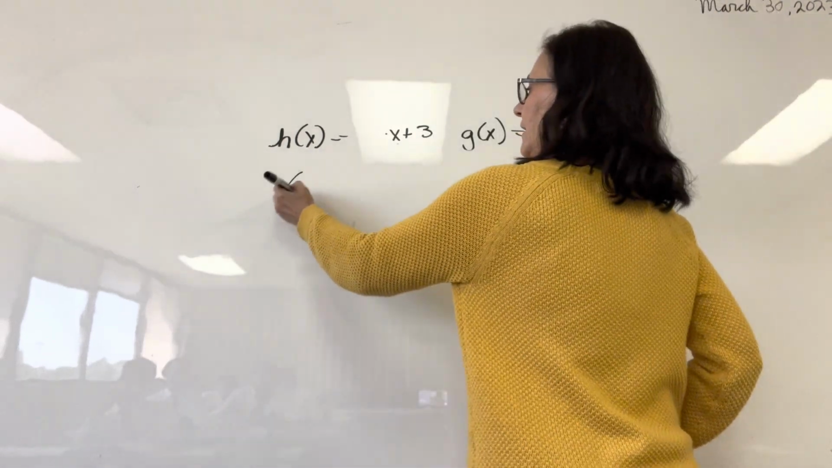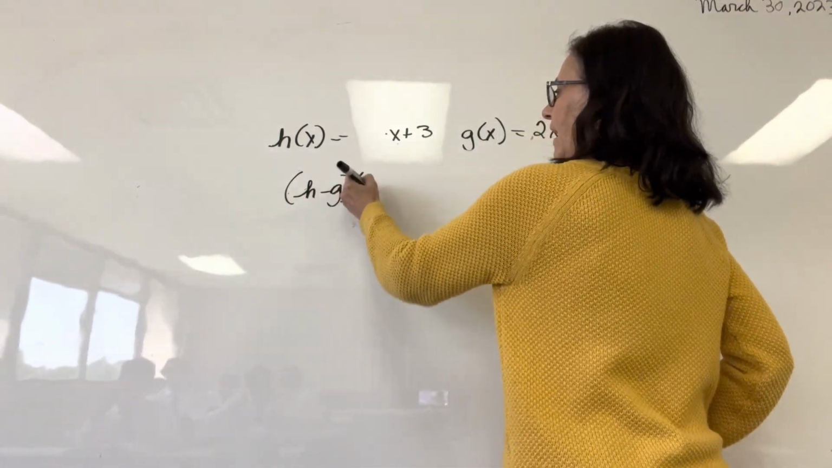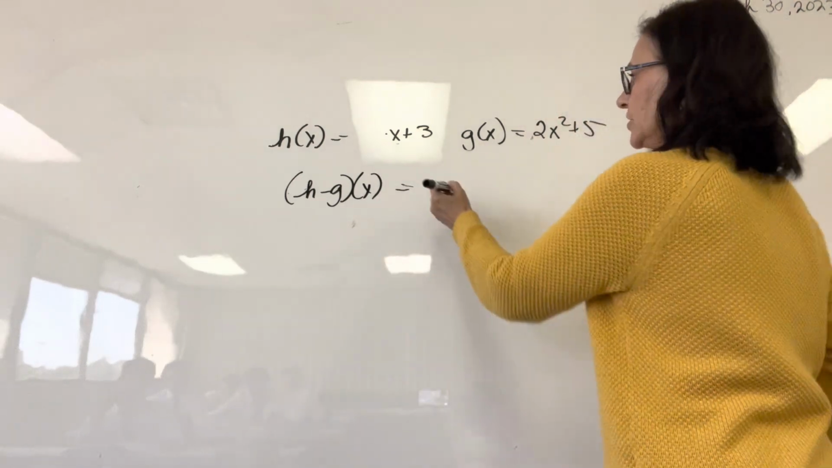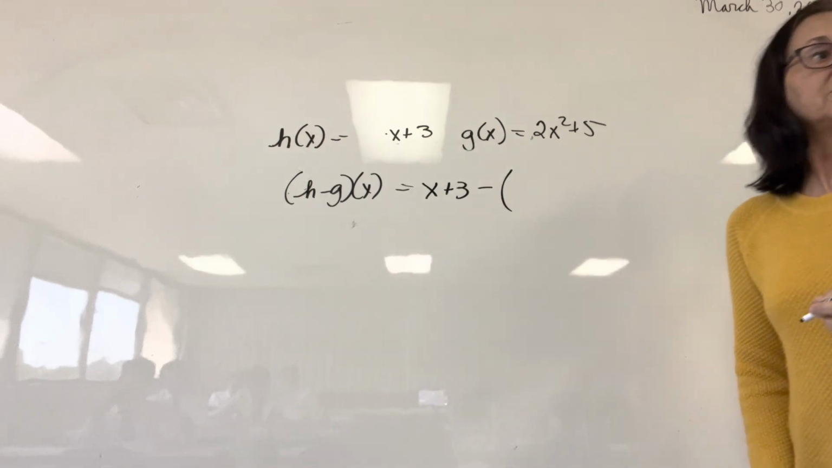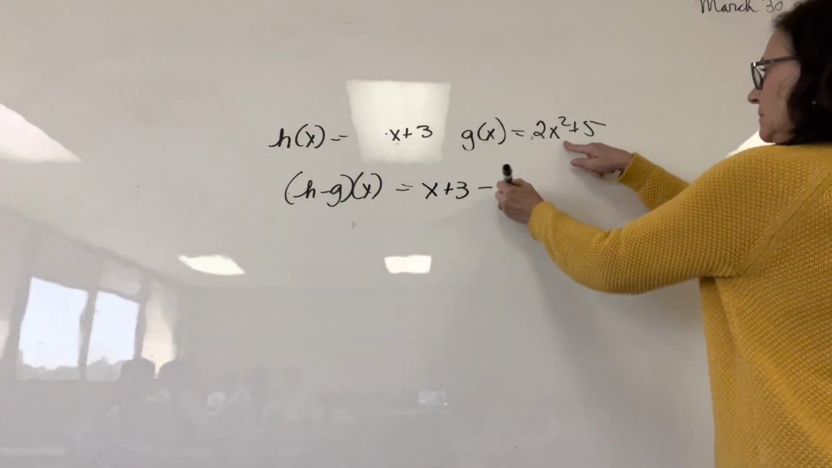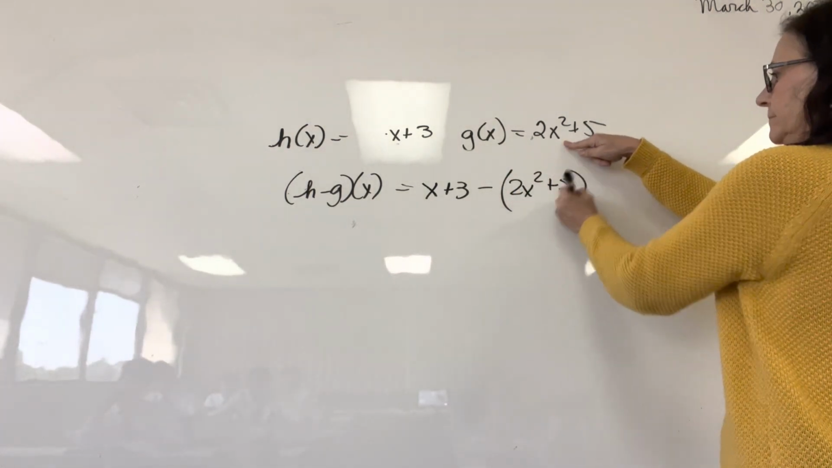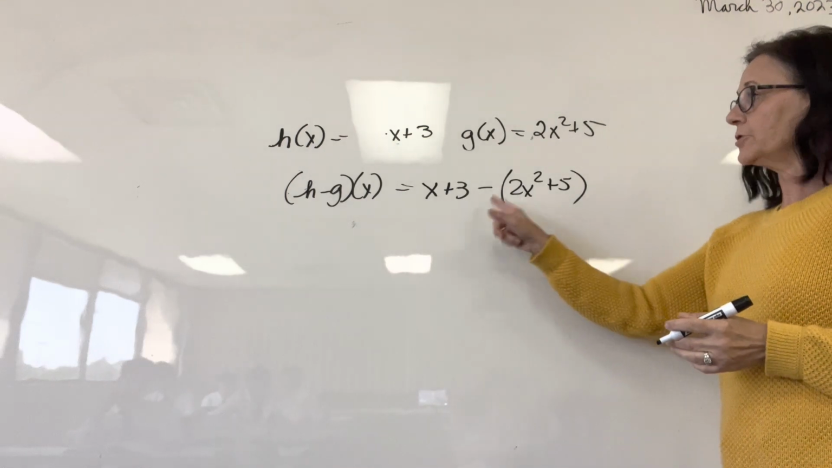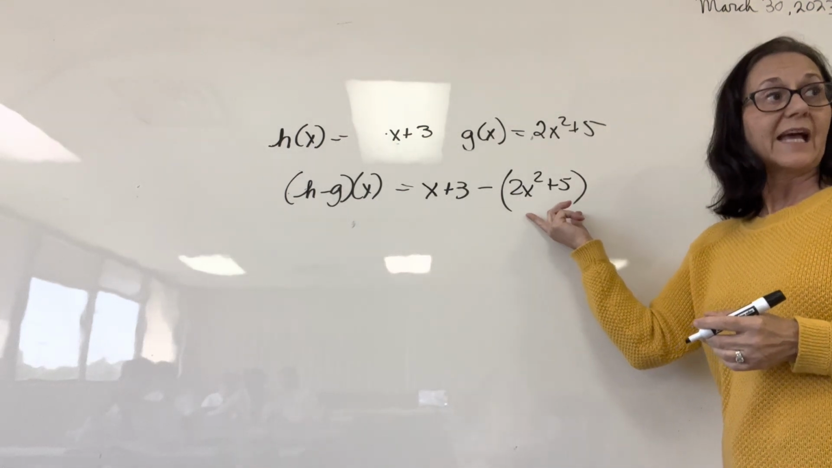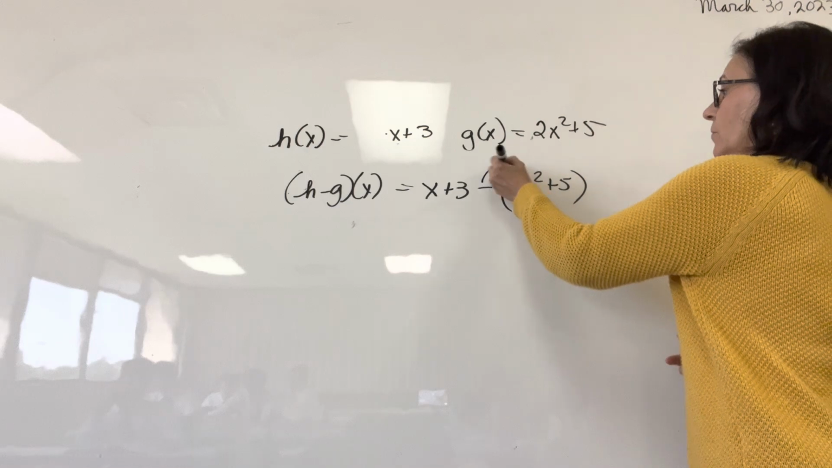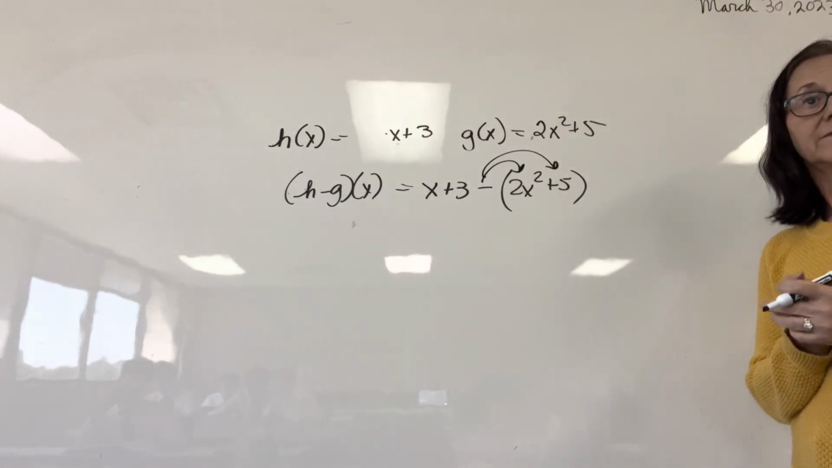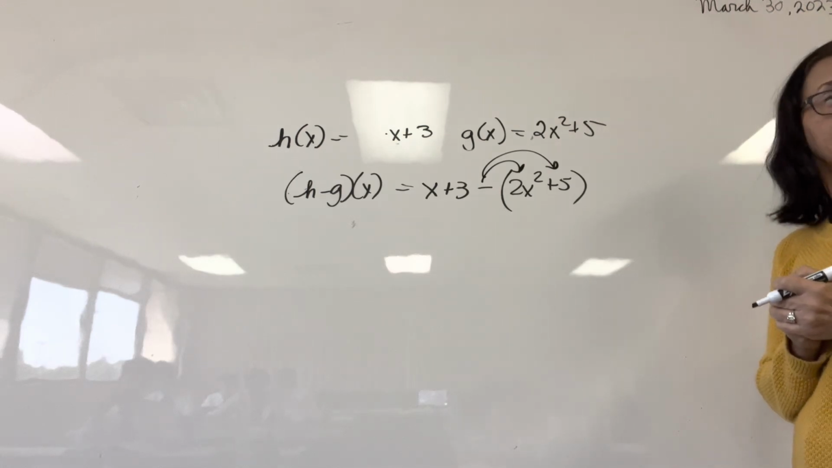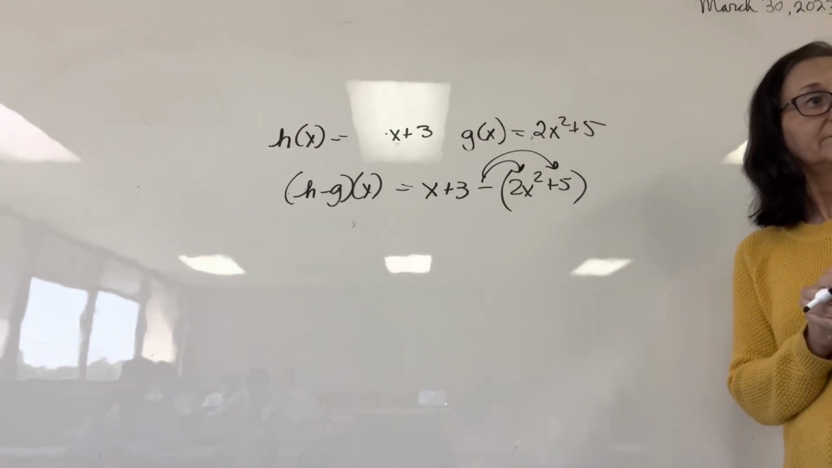Okay, let's do it. h minus g of x. So I write the h function first. I'm going to subtract the entire g function. So when you write your minus sign, when you write the second function, that is where the negative is distributed to all of the terms. Make sense? Everybody understand that?